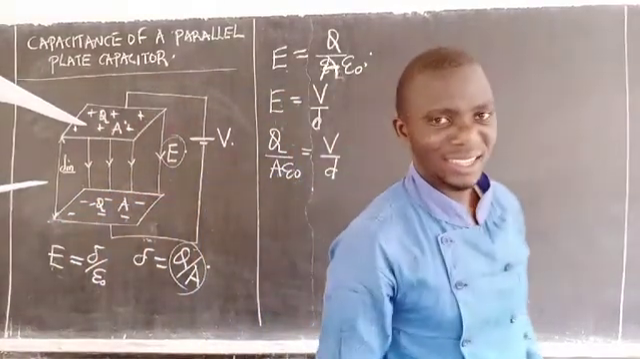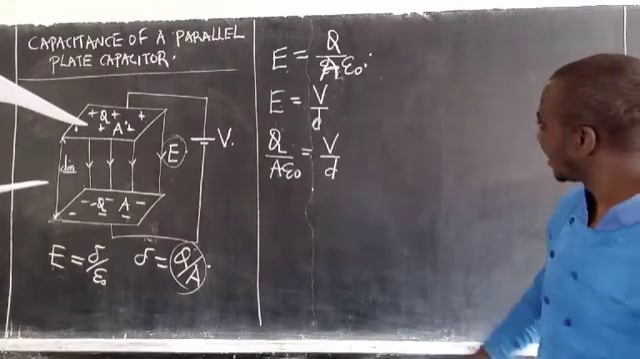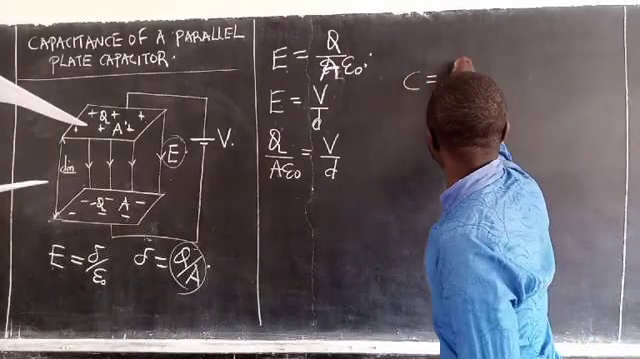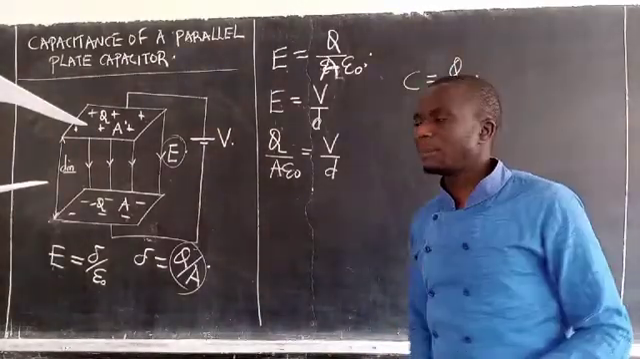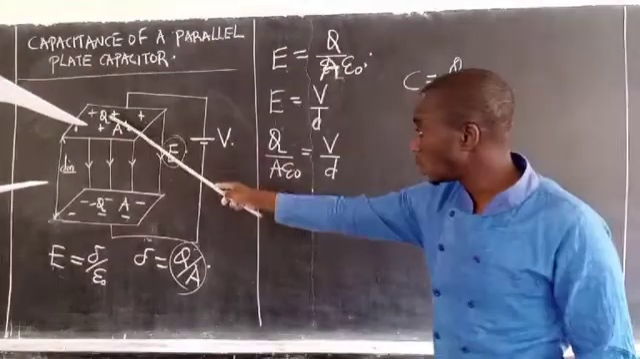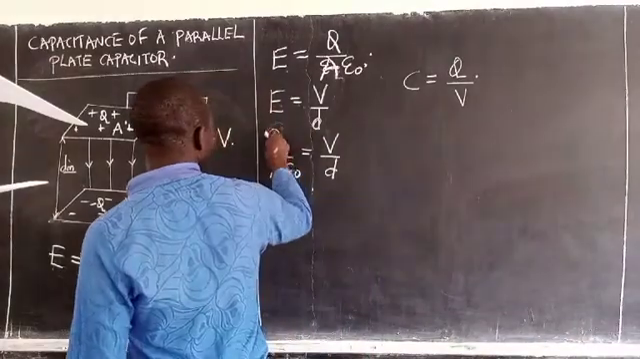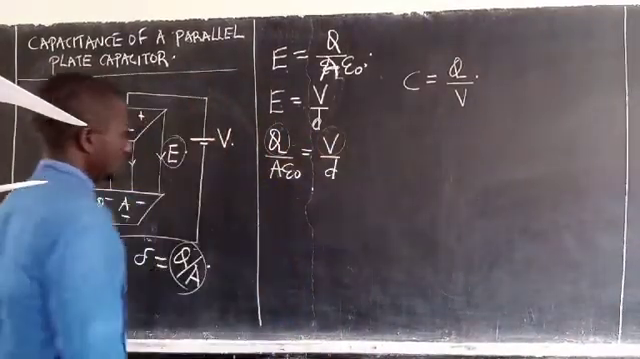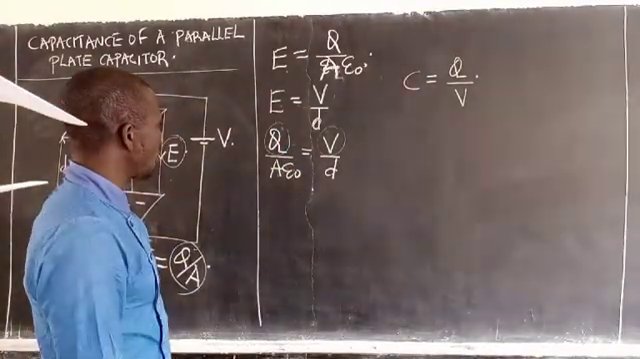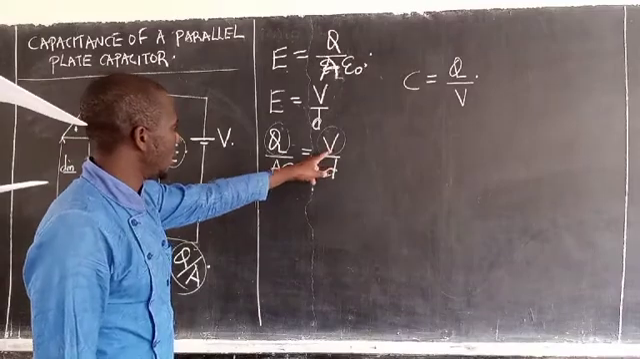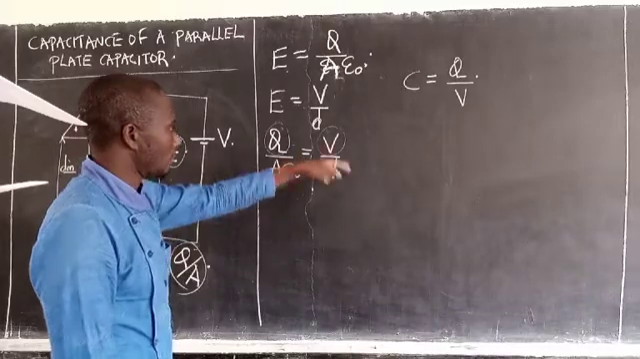Remember, what is capacitance? That's what we are looking for. Capacitance is the ratio of the magnitude of charge Q to the potential difference V. So how can we get Q over V? It is as simple as dividing by V both sides and cross multiplying the A epsilon naught.